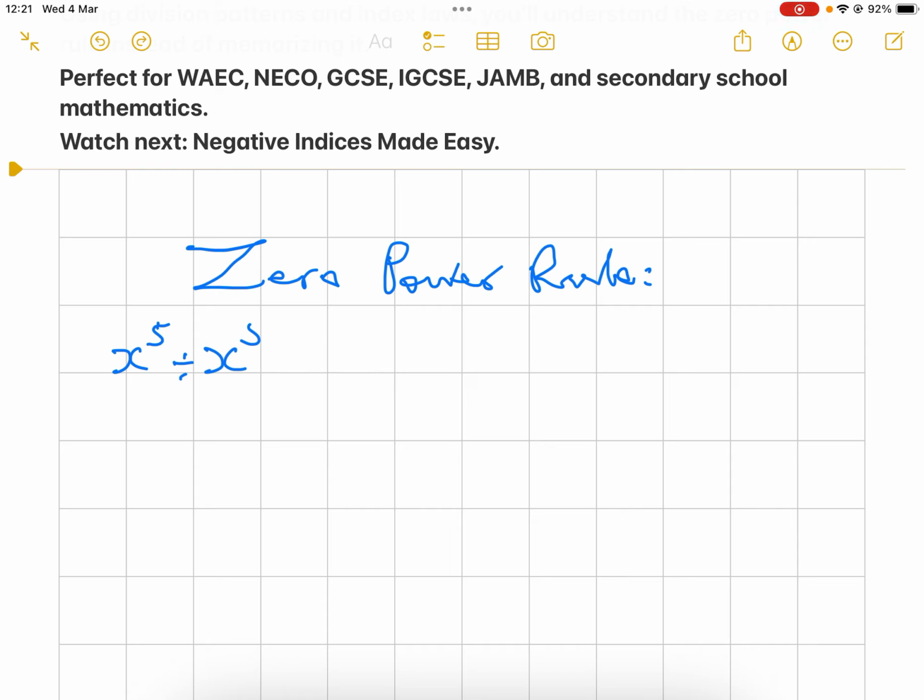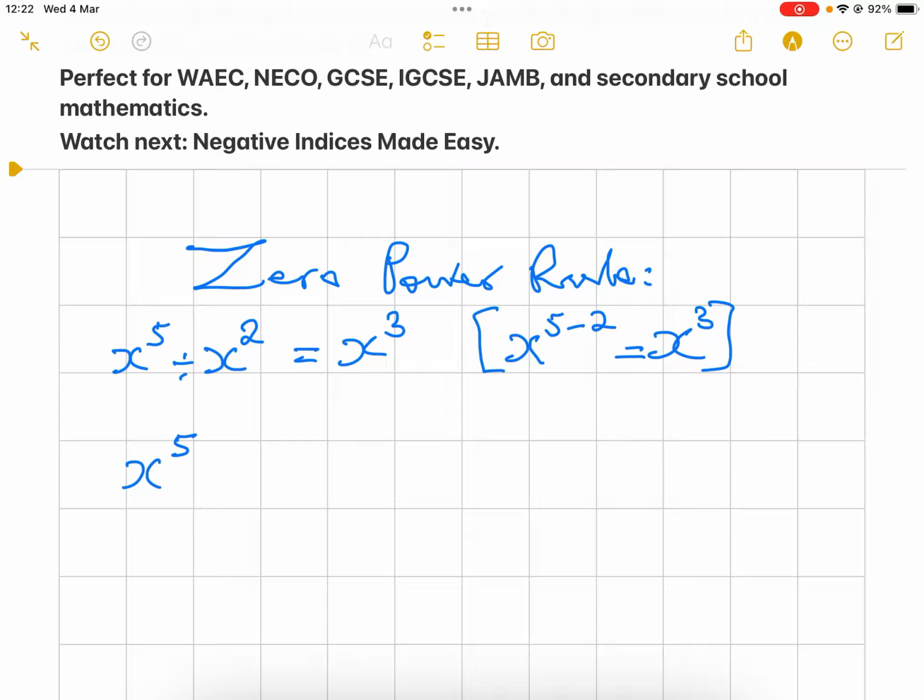x raised to power 5 divided by x raised to power 2 is x raised to power 3. How did we get that? x raised to power 5 minus 2, which is x raised to power 3. That's the subtraction rule. If you have not understood that, go back to our video on the subtraction rule. Now let's move forward and look at another example.